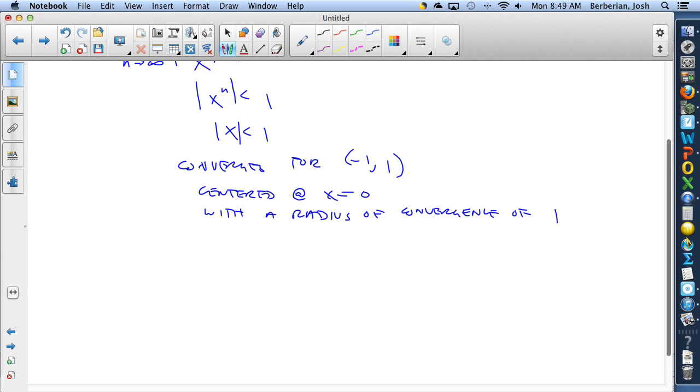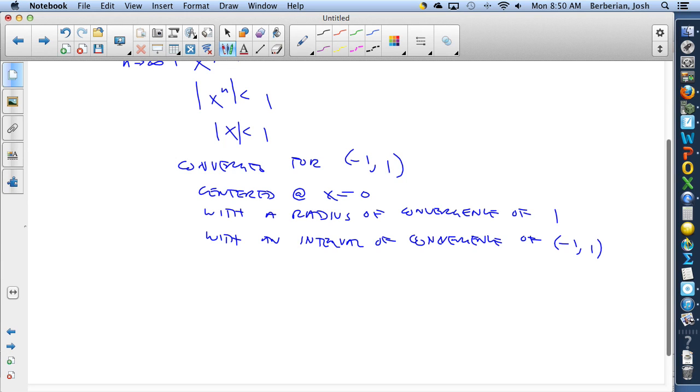So centered at 0, a radius meaning to each side of your center. So a radius of convergence of 1, 1 more than 0, 1 less than 0. And you can also say with an interval of convergence of negative 1 and 1.